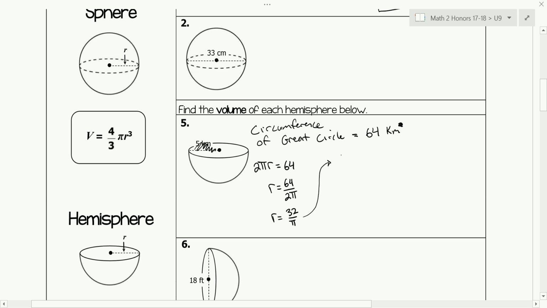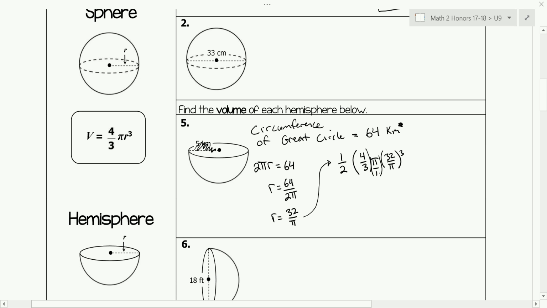So our formula, well, this isn't a full sphere, right? This is a hemisphere, and that's just half of a sphere. So I'm going to take half of the full sphere, half of 4/3 pi r cubed. So 32 over pi cubed. So I'm going to make all my pieces a fraction, okay?